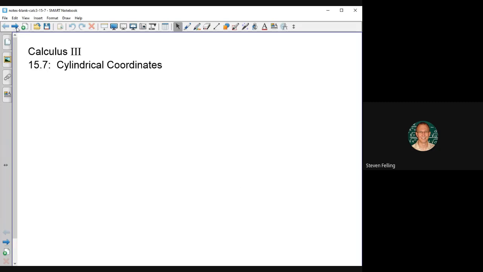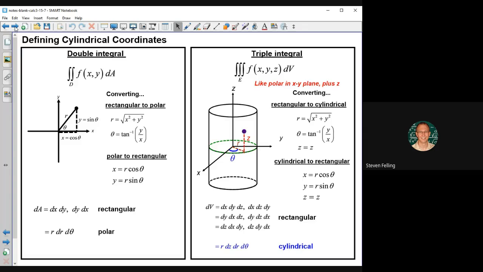So let's talk about how cylindrical coordinates work. Cylindrical coordinates is one of two different ways that we can alter triple integrals to make them easier to evaluate. The other one is called spherical coordinates. We're going to talk about that next week in section 15.8.